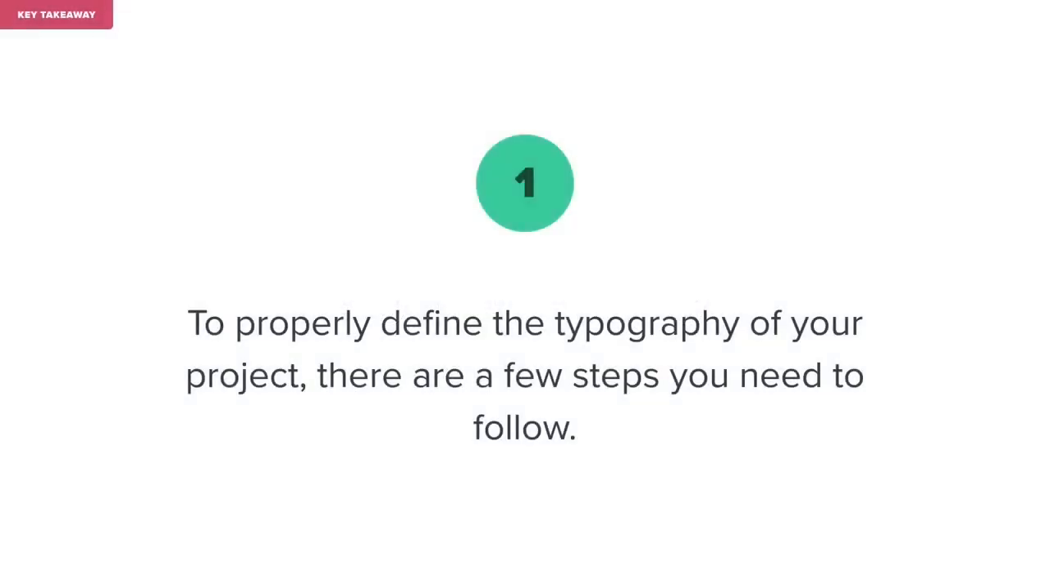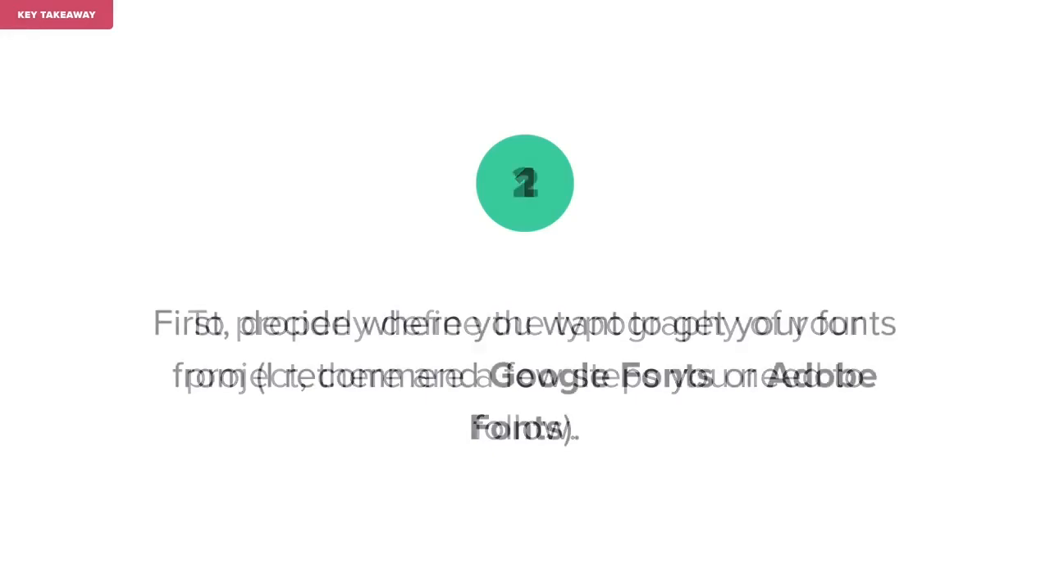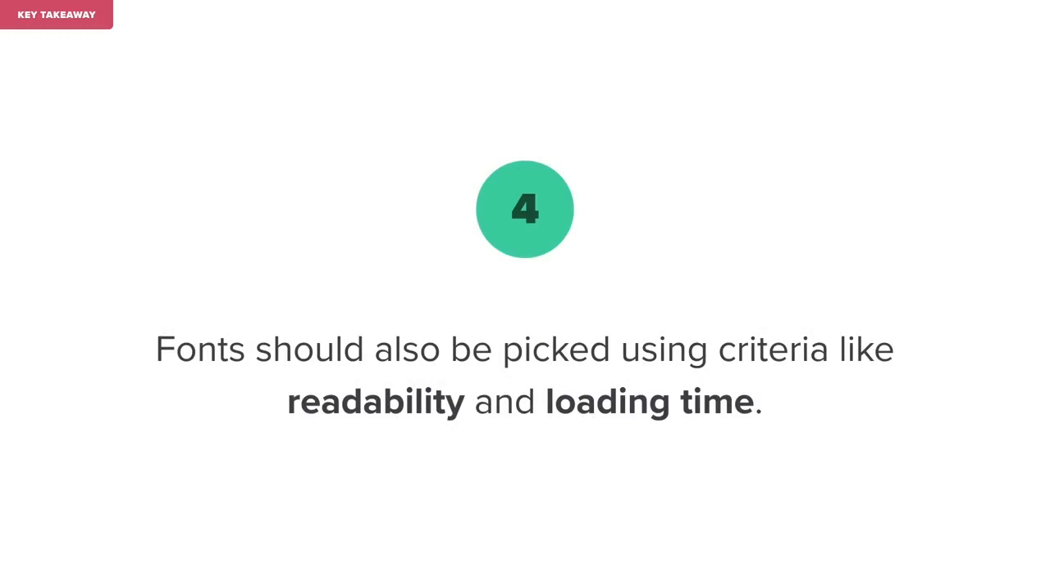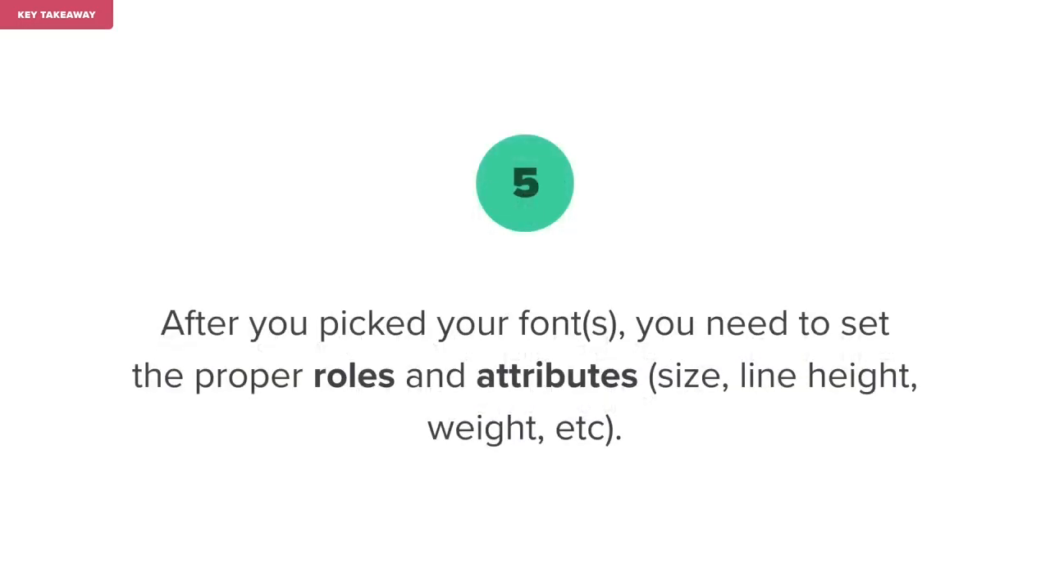To properly define the typography of your project, there are a few steps you need to follow. First, decide where you want to get your fonts from. I recommend Google Fonts or Adobe Fonts. Then decide which fonts would work best for the brand and audience, based on the message you want your website to convey. Fonts should also be picked using criteria like readability and loading time. After you picked your fonts, you need to set the proper roles and attributes like size, line height, weight, etc.